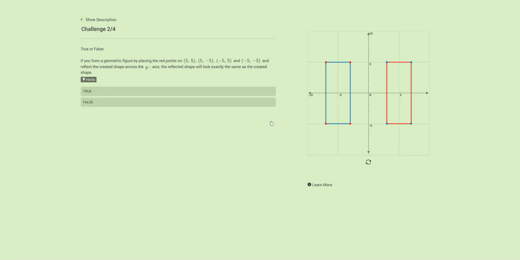If you form a geometric figure by placing the red points on (5, 5), all right, so let's go ahead. The red points on (5, 5). Cool. (5, -5). Okay. (5, -5). Ooh, this is starting to look interesting. All right. (-5, 5). This guy's going to be brought over here. And then (-5, -5). What? All right. The reflected shape will look exactly the same as the created shape.